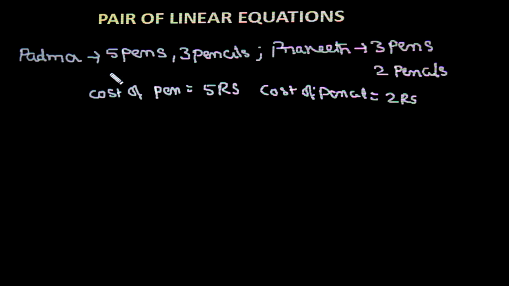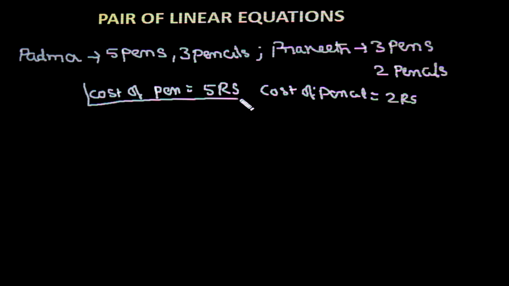The previous problem is very easy. This is one step ahead. Padma went to a shop and purchased 5 pens and 3 pencils. Praneeth went to the shop and purchased 3 pens and 2 pencils. The cost of a pen is 5 rupees and the cost of a pencil is 2 rupees.